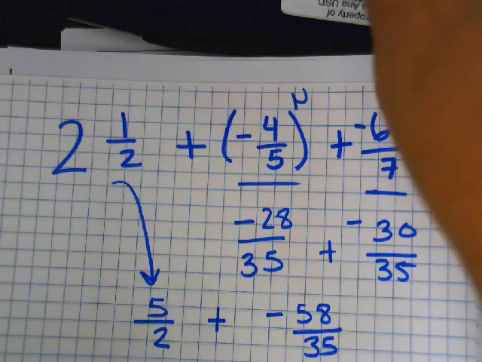So what's the common denominator between 2 and 35? 70. Yes, the common denominator is 70. Is your answer positive or negative? Oh, we're not there yet. Positive.